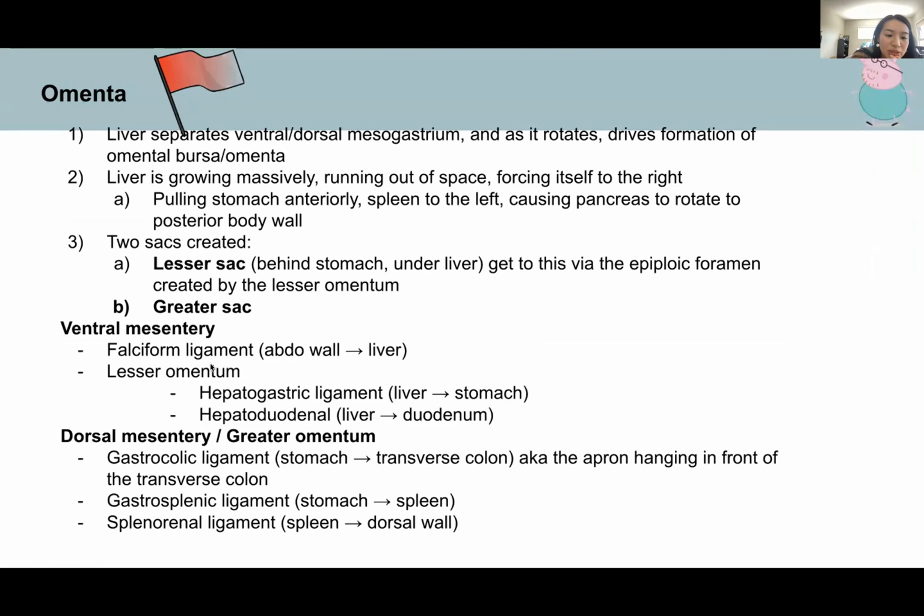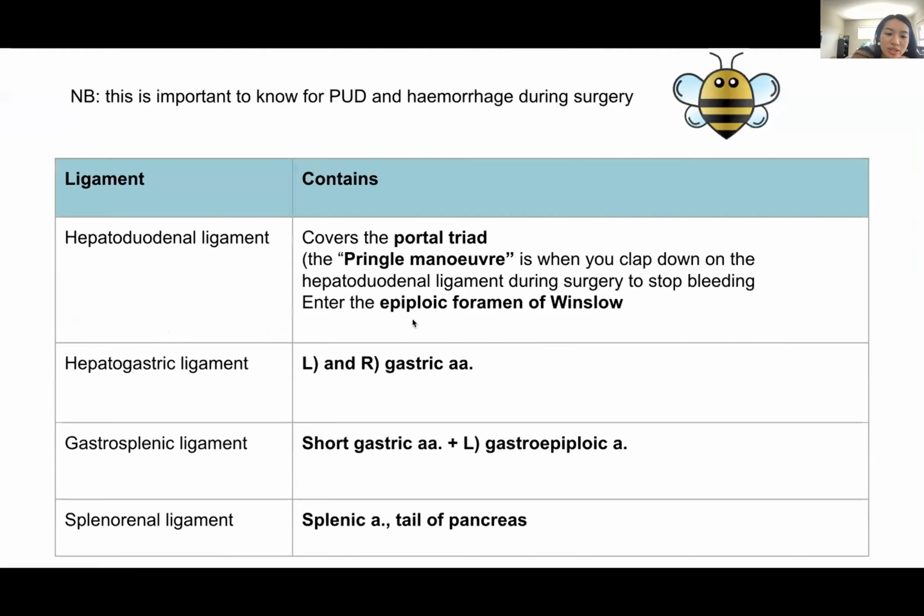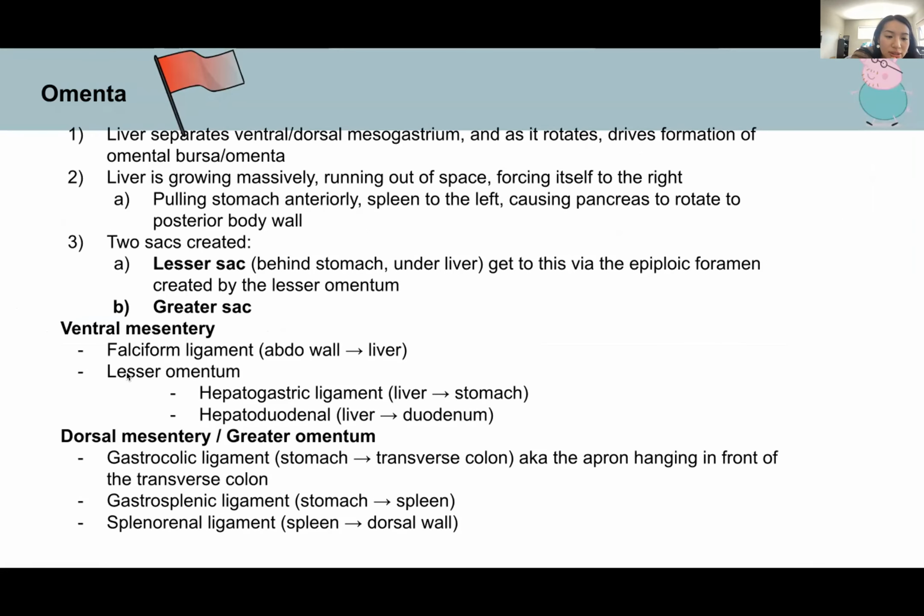Ventral mesentery. It forms the falciform ligament. I don't really have it here, but it's basically connected with the liver to the abdominal wall, and then the lesser omentum is formed by the hepatogastric ligament and the hepatoduodenal ligament. So as you can kind of guess, liver, stomach, ligament. So it goes from the liver to the stomach, and it holds the stomach in place. This ligament goes from the liver to the duodenum, which is very close, and it's tiny, and it holds the duodenum in place.